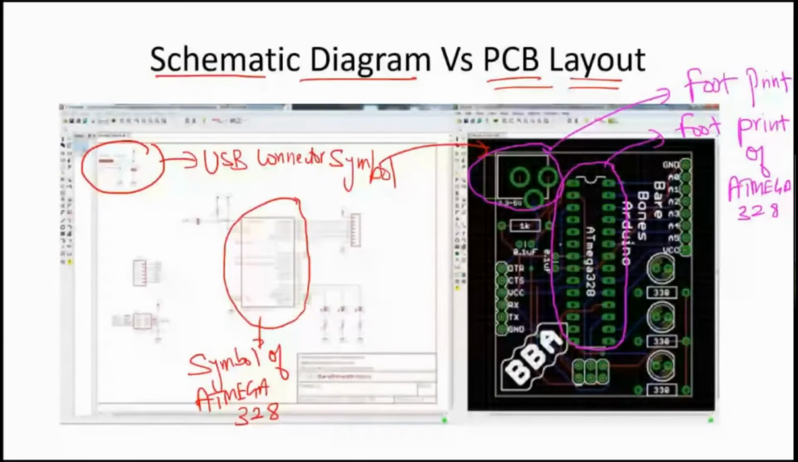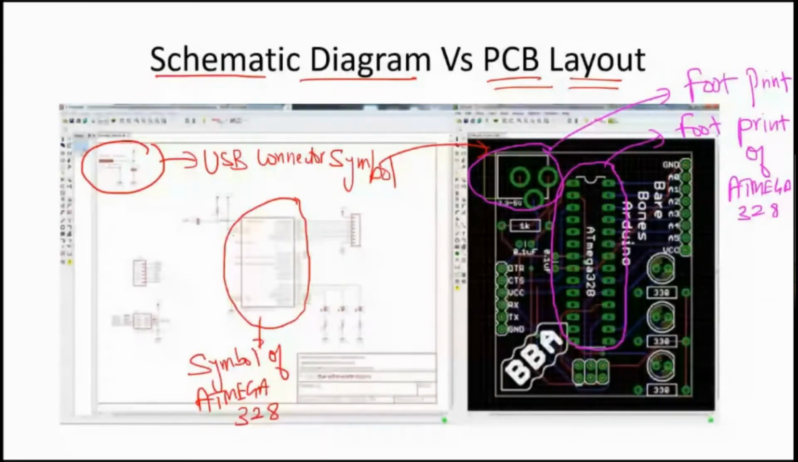So make sure when you are designing a PCB, if your objective is just to simulate something, that is fine. If your objective is to draw a PCB of a circuit, whatever symbol you put in your schematic diagram should have a footprint. Otherwise, you need to design a footprint for that.